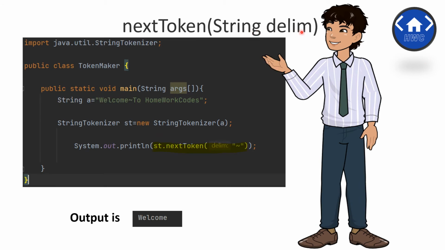Next, nextToken with a string delimiter. So here we have "welcome tilde to space homework codes," right? So here we are passing a delimiter to nextToken, which means it will print "welcome" first, because we are using the tilde symbol as a delimiter. So "welcome" will be a token and "to homework codes" will be a token, because we are using the tilde symbol as the delimiter.